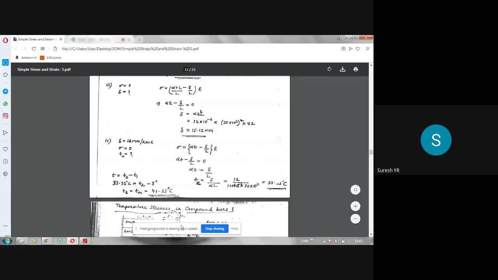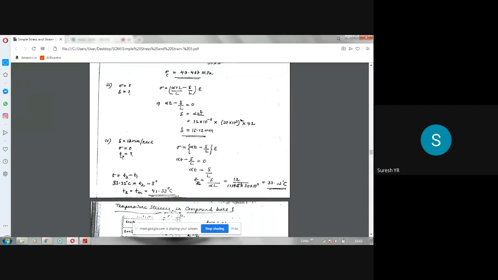For that, delta is given as 12 mm. Sigma once again is 0. No stress should develop. What is the maximum temperature? Tm. Here Tm means it is T2. The initial temperature is 8 degrees centigrade. That is known. So we have to find out the final temperature, the maximum temperature Tm. Use the same formula here. Once again we have to take sigma as 0. E cannot be 0. Therefore this should be 0.